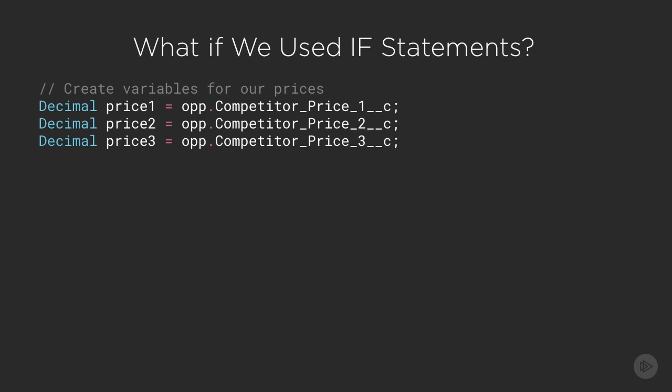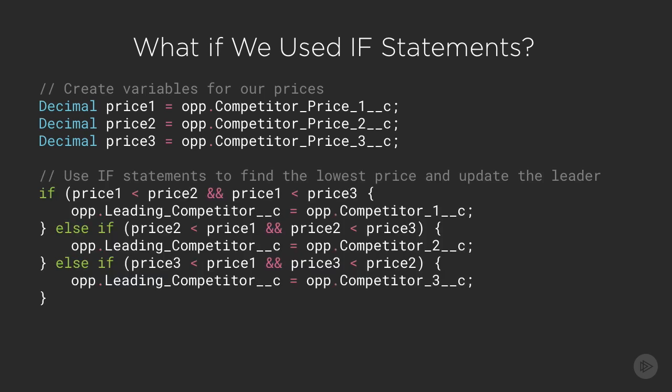Let's evaluate what our original if statement solution would look like. First, we'd create a variable for each of our prices. This will help us make our code easier to read. Then, we have a series of if statement clauses that checks if a price is less than the other prices. If it is, we use that price's competitor. This actually isn't a bad solution, and it would get our job done. But let me poke some holes in it for you.